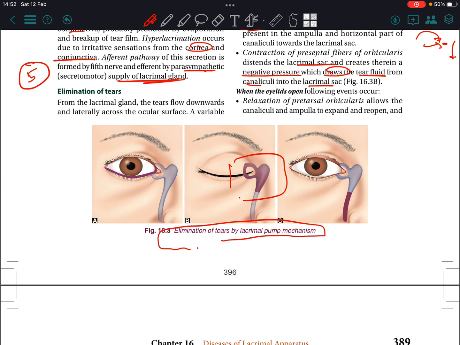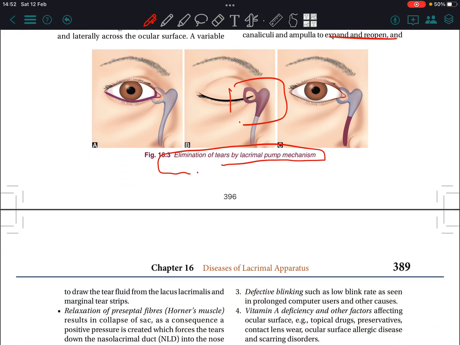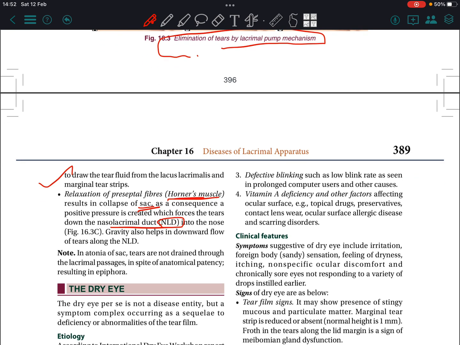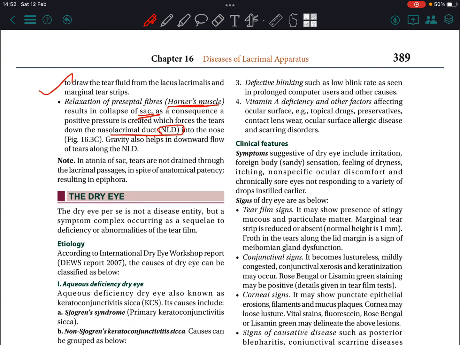Relaxation of the pretarsal orbicularis allows the canaliculi and ampulla to expand and reopen, and to draw the tear fluid from the lacus lacrimalis into the marginal tear strips. Relaxation of the preseptal orbicularis muscle results in collapse of the sac, and as a consequence positive pressure is created, which forces the tears down the nasolacrimal duct into the nose. Gravity also helps in downward flow.